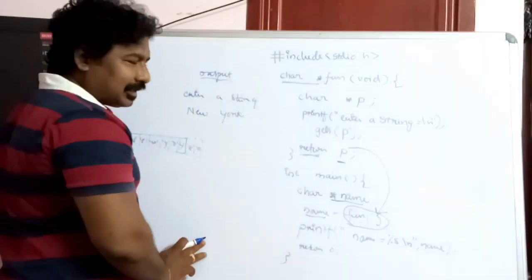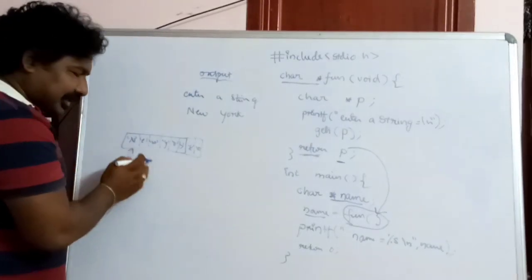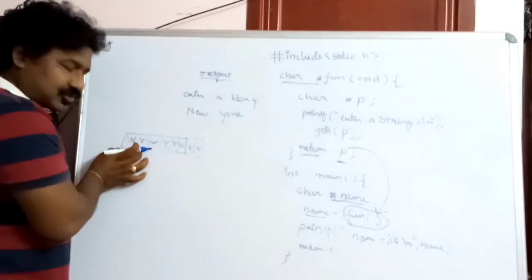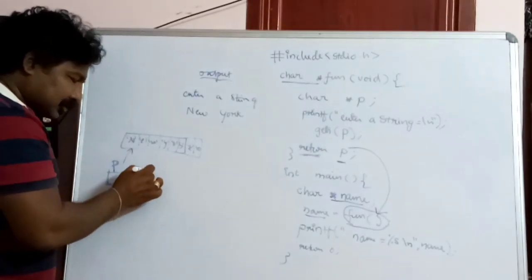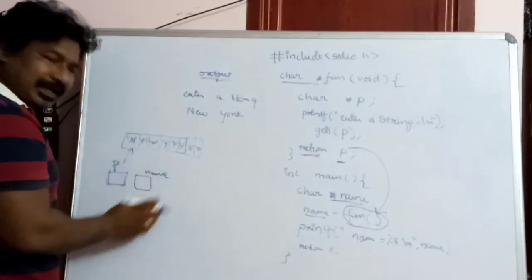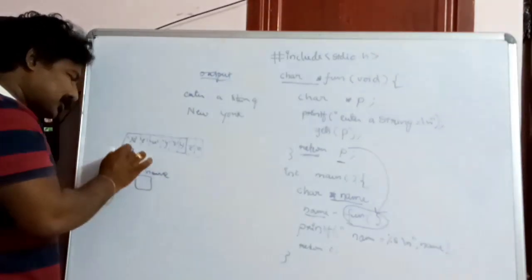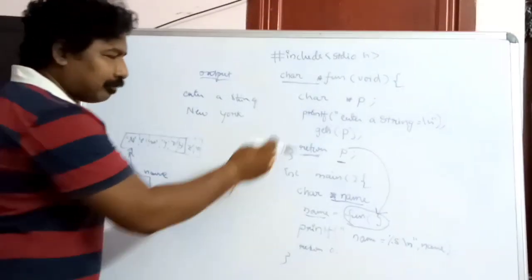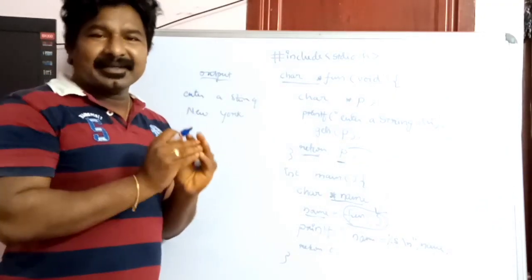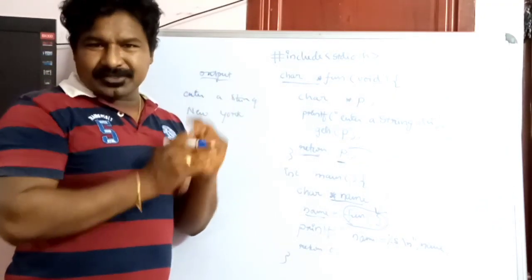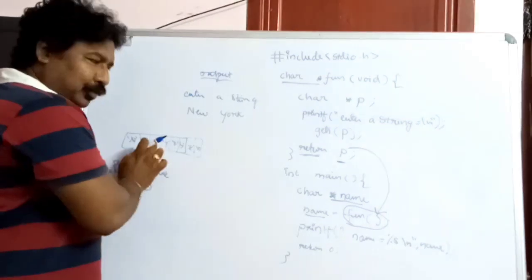So what do you mean by that? This particular p is returning the address of the first character of your string, so that is received by another pointer called name. So this is another pointer called name here, and this also points to the first character, because p and name both contain the same address, that is the address of the starting character of your string. So your name is pointing here.